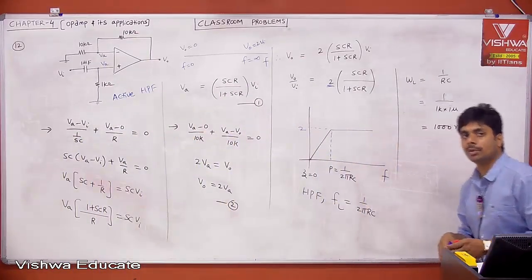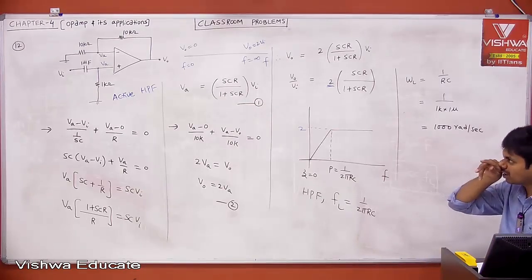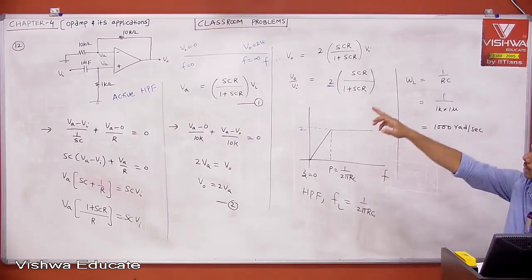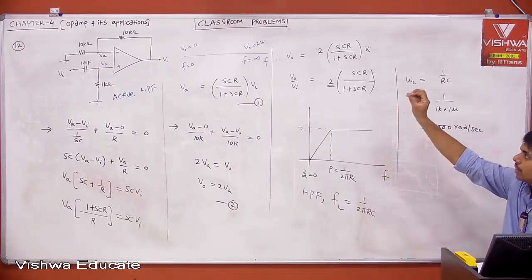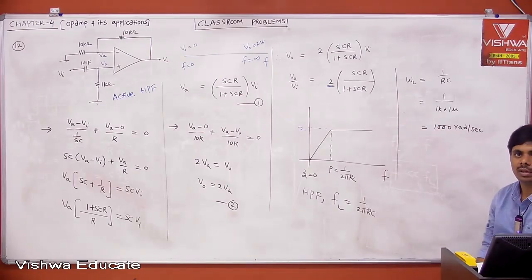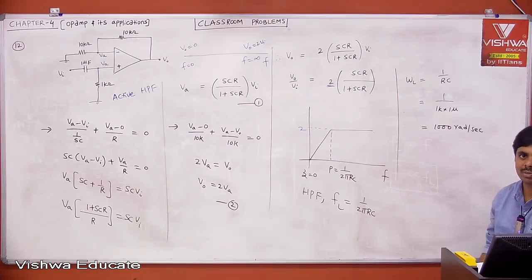Sometimes there are problems asking only for the type of filter. There is no need to do all these things, no need to apply nodal analysis. Just directly take the frequency scale: at low frequency, zero frequency, what is your output? At very high frequency, what is your output? Or sometimes at medium frequencies, what is your output? Then we can say the type of filter qualitatively.